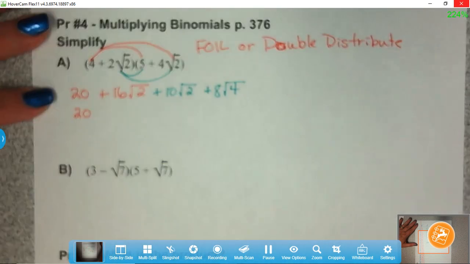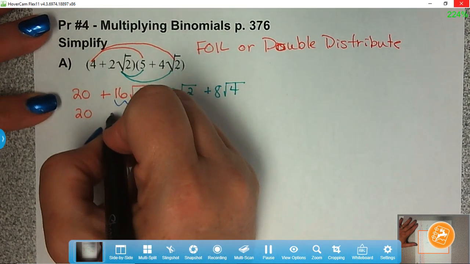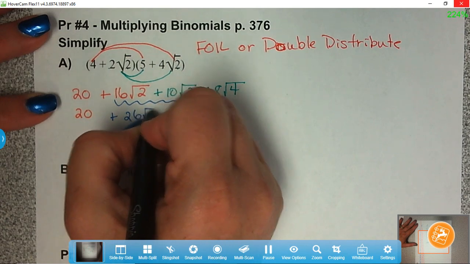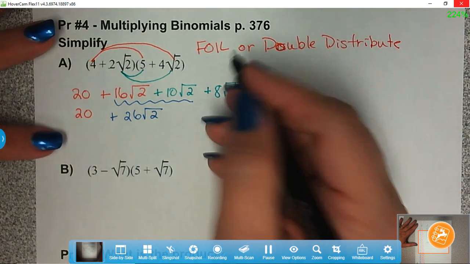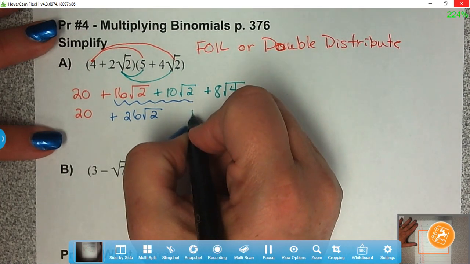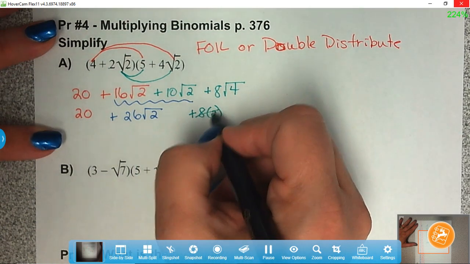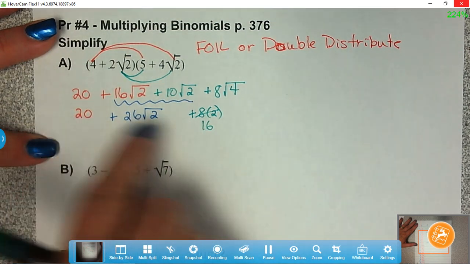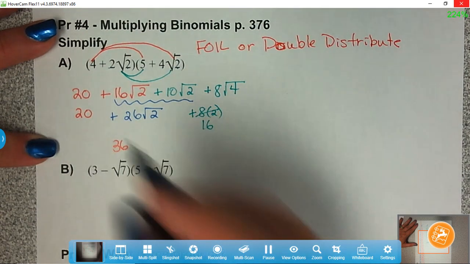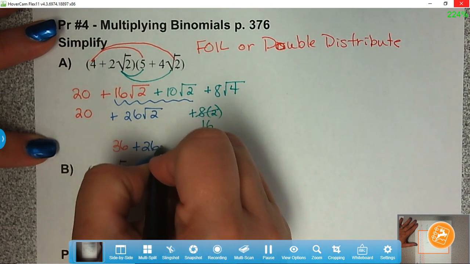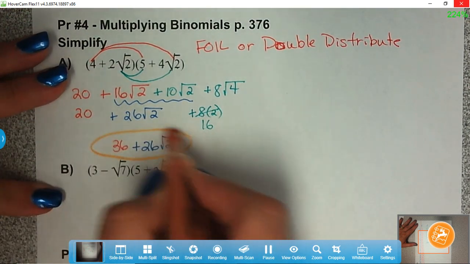So here I've got 20. This part will give me 26 square root of 2. But this part out here at the end, the square root of 4 is 2. So I end up with 8 times 2, which is 16. So I now need to combine my 20 and 16 to get 36 plus 26 square root of 2.